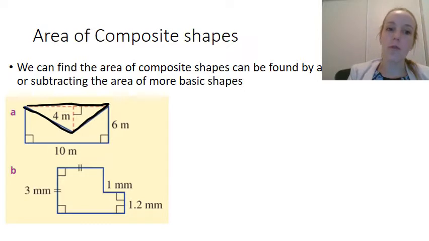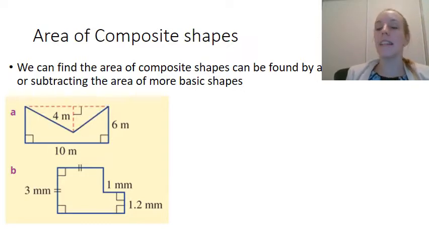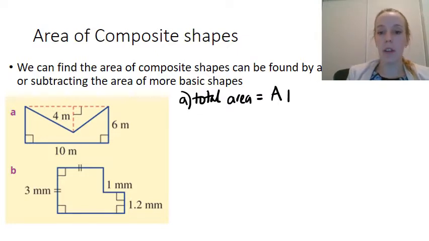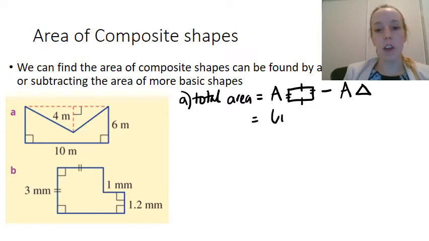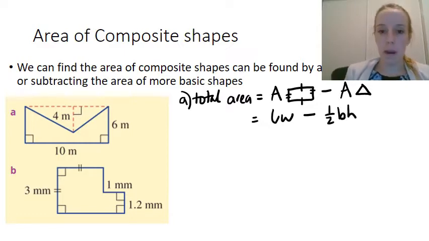So we can use the formula for the area of a rectangle and the area of a triangle to find the area of that composite shape. Our total area, which is that blue bit there, is going to be the area of a rectangle, and from that area of a rectangle, we have to take away the area of the triangle. So I'm going to fill that in. The area of a rectangle is length times width, and the area of a triangle is a half base times height. So now I can fill that in with my values.